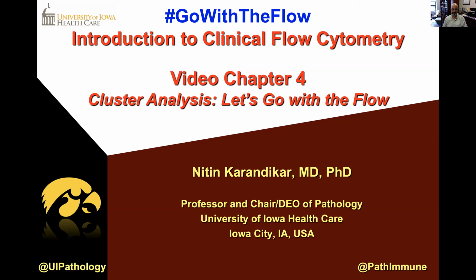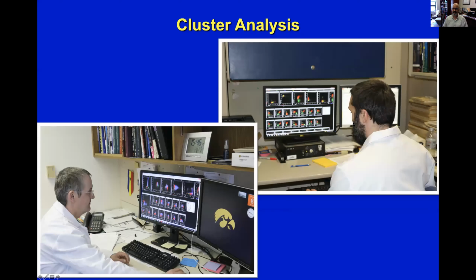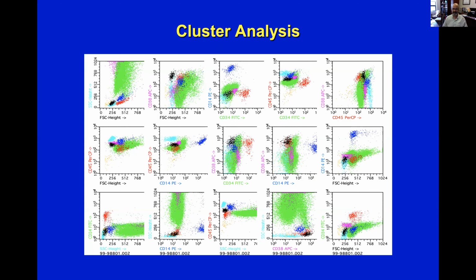So here we go. As I told you in the previous video, cluster analysis is the approach that we use to evaluate flow data. And in this type of approach, which is distinct from gating or sequential gating of populations, the one difference is that you're looking at all the data at all times. This is just an example of a 6-parameter or 4-color flow that I gave you before, where you would keep looking at these populations at all times, whether it be blasts or granulocytes or monocytes.